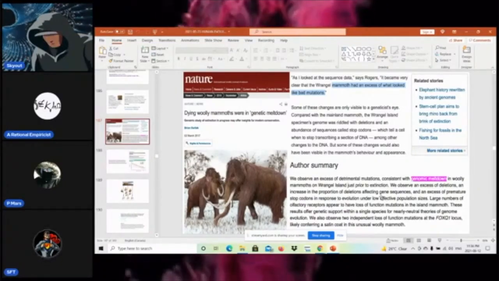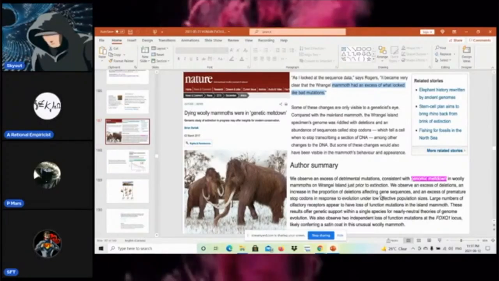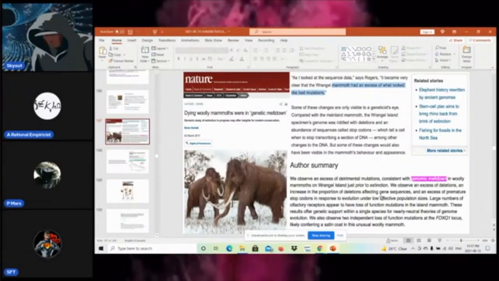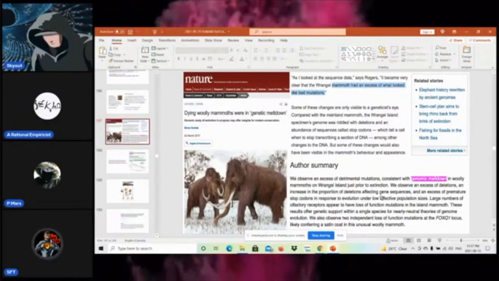Now, these are going to accumulate quicker in small isolated populations. Yes, I agree with that. Of course, it's going to take longer in larger populations, but it's still inevitable. It's still going to happen. It's just a slower process.